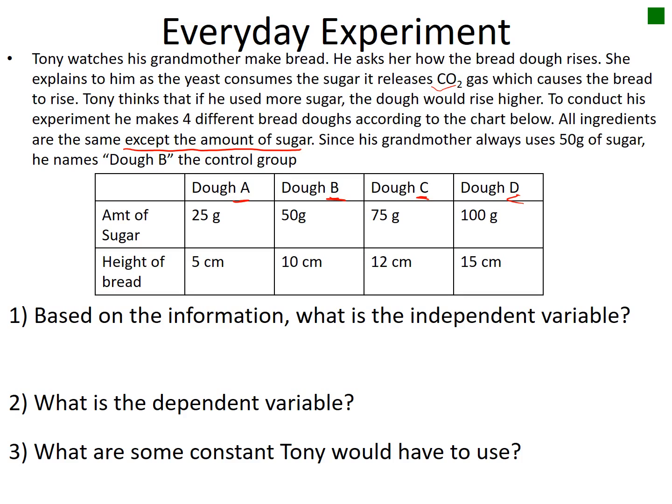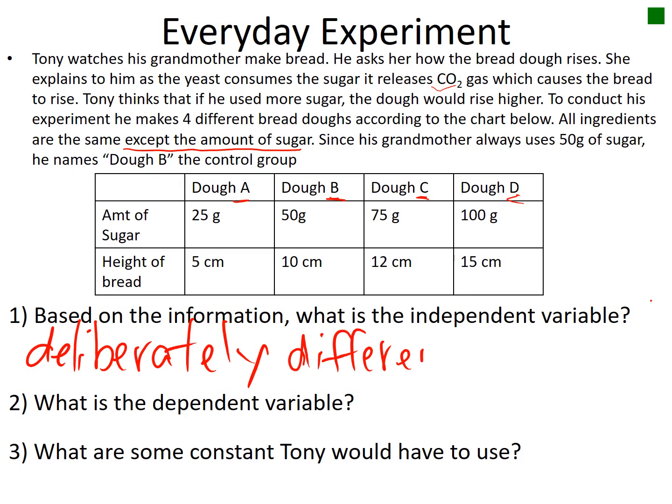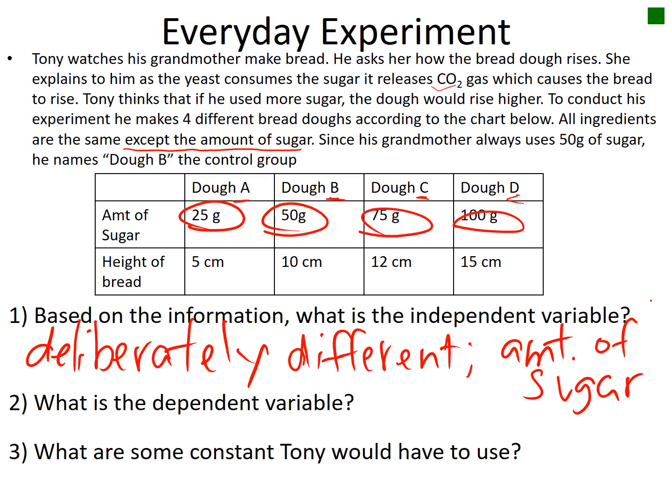Well, the independent variable is deliberately, let's see if I can spell that, D-E-L-I-B-E-R-A-T. You're going to see throughout the year that I am a horrible speller, so that could be wrong. So the independent variable is deliberately different. Okay, so in this case, it's going to be the amount of sugar. Okay, because Tony put the different amounts of sugar into the different doughs.